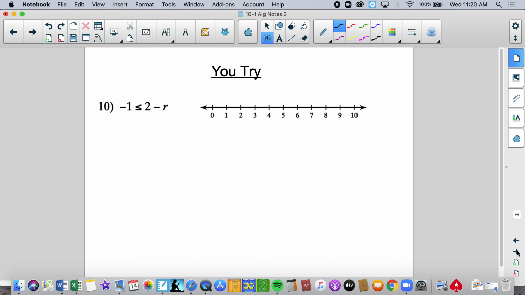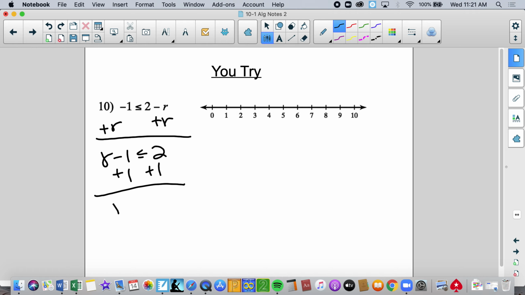So again, because my variable is negative, I would add r to both sides. And now you get r minus 1 is less than 2. We're going to add 1 to both sides. That leaves me with r is less than or equal to 3. Since it's equal to, I'm going to have a closed circle. Values are less than, so I'm going to go to the left.